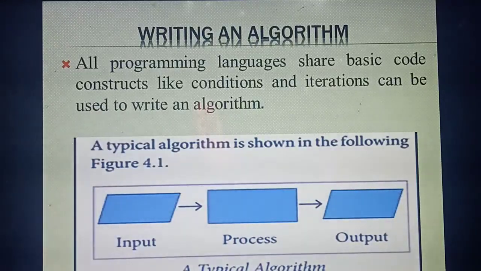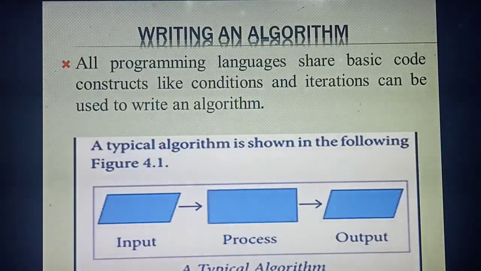Conditions you have also studied, like the if condition. While, likewise, you can give conditions and iterations. What do you mean by iterations? Iteration means the loop concept: how many times a particular thing needs to execute, that is iteration. All this you can give in a programming language. In the same way you can also write an algorithm. Typically, if it is an algorithm, a particular structure will be there.